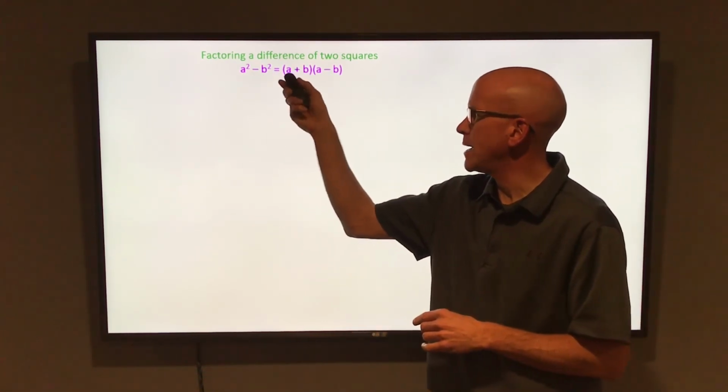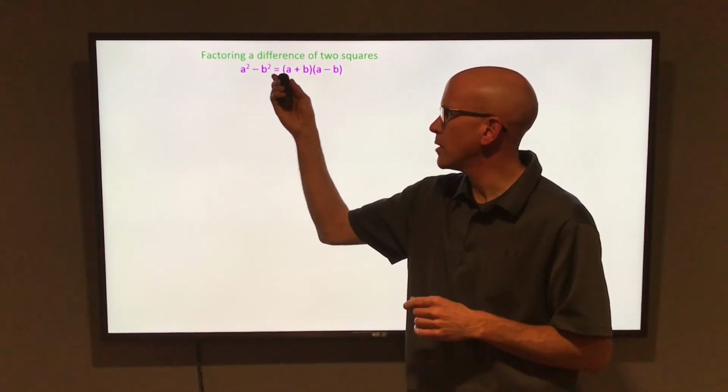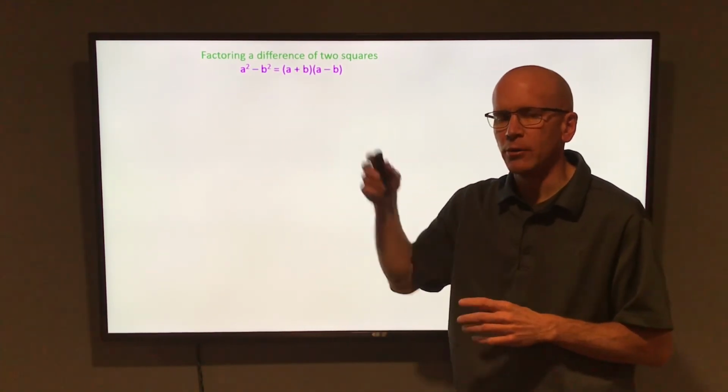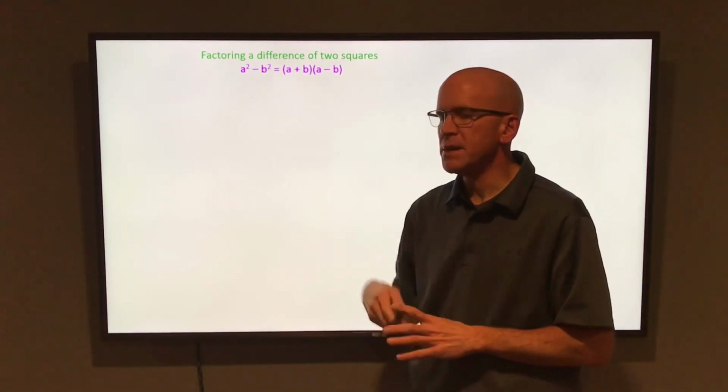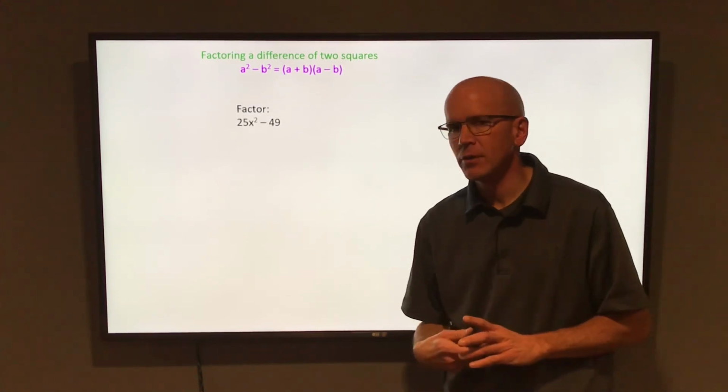That factors into a plus b times a minus b. Very easy to factor. Just take the square root of a squared, that's a, that's the first term of each binomial. The square root of b squared is b, that's the second term of each binomial, and then you do a plus and a minus. Very, very easy to factor.